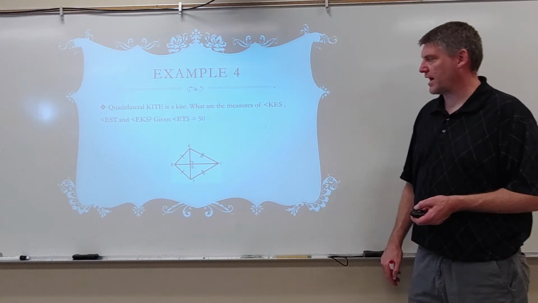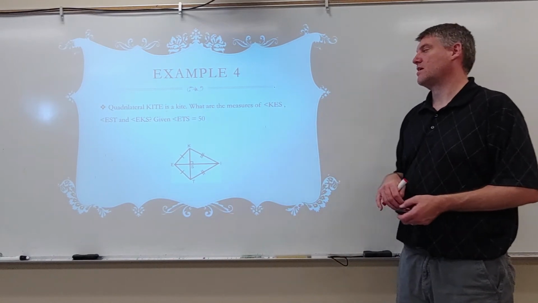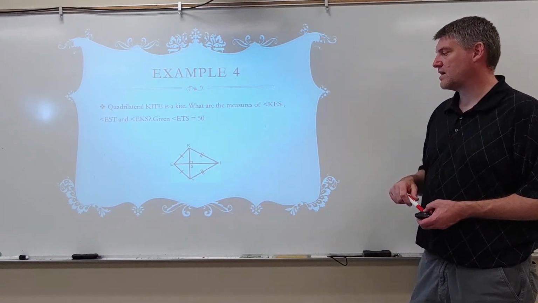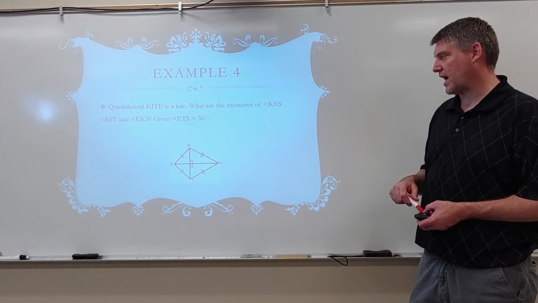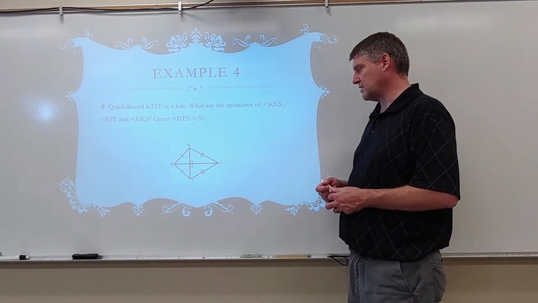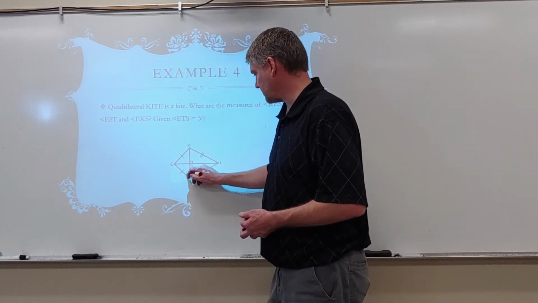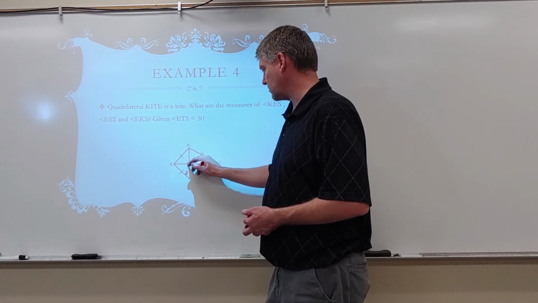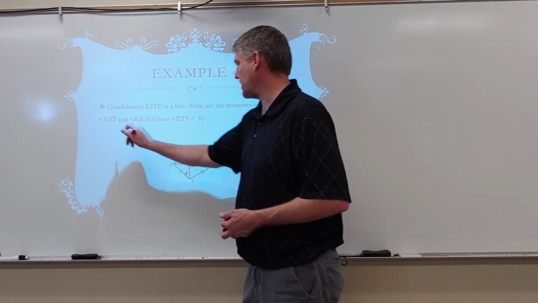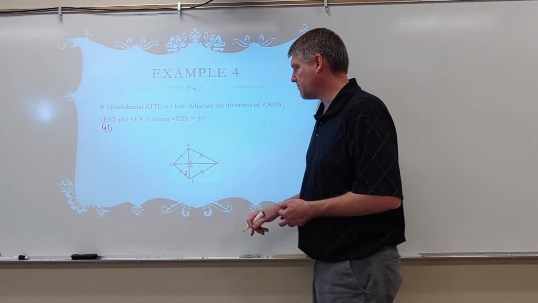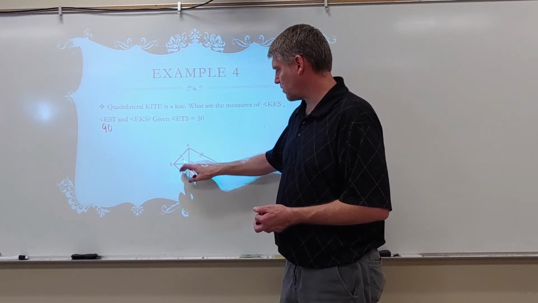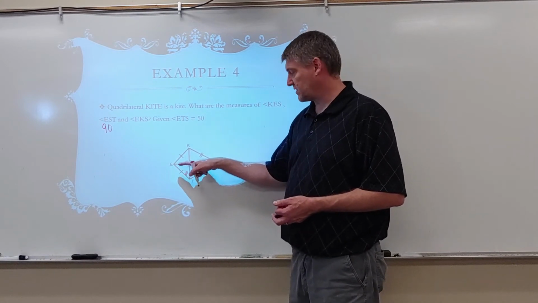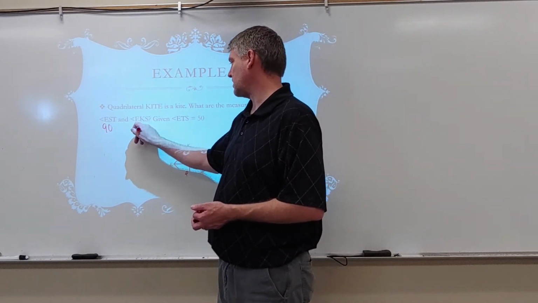Okay? In quadrilateral KEST, which is a kite, what are the measures of KES, EST, and EKS, given that ETS is 50? So if this is 50, well, we know all these angles are right angles, right? So EST has to be 90, okay? So these two are congruent triangles. So if ETS is 50, EKS also has to be 50.